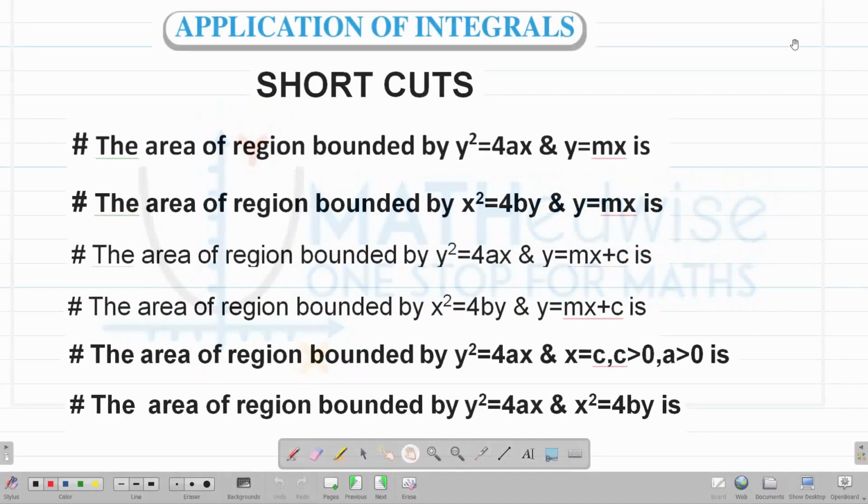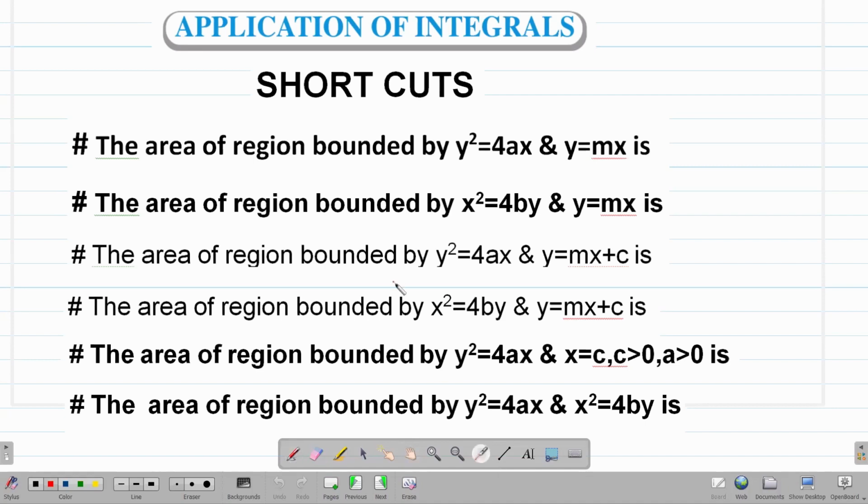Hello students, today's video is on area under the curves or application of integrals with super shortcuts. You will definitely find these shortcuts very useful, as applications of these are frequently asked in previous year's entrance exams.